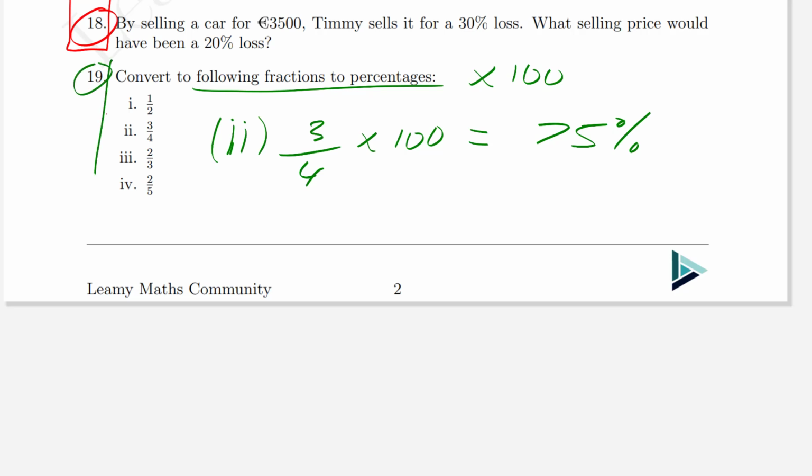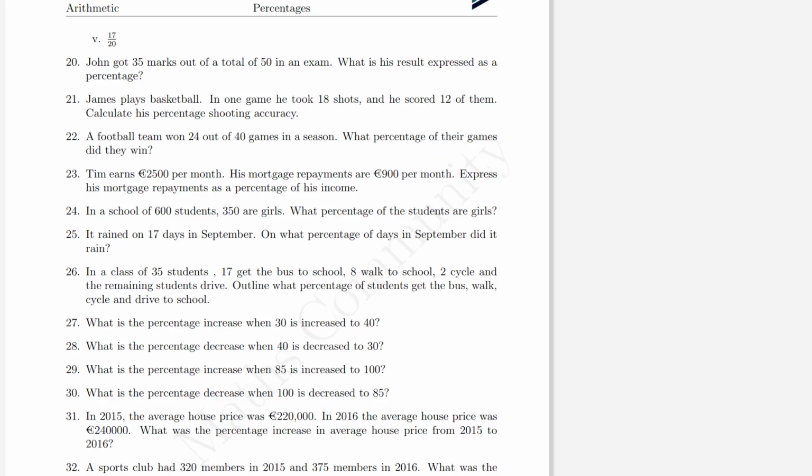So you guys can go through all of question 19. Now pause the video, get through the rest of question 19, and when you unpause it, I'll be doing the next question. Alright, so the next thing we're going to look at is question 20 here.